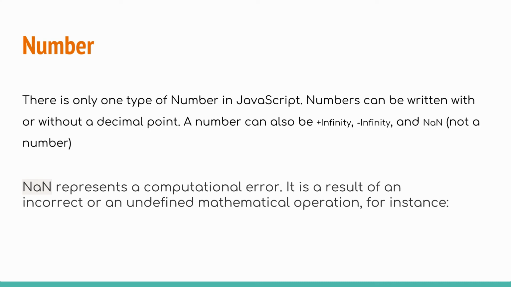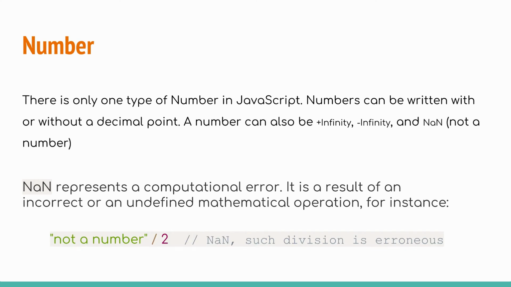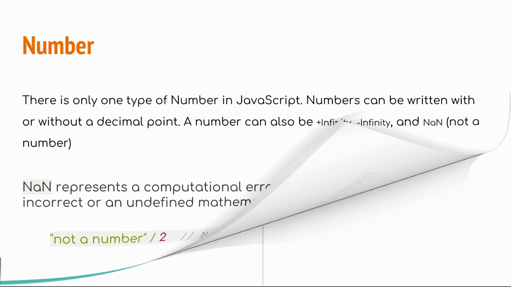Not a number is a value which represents some computational error. For example, if you divide a string with some number, then that is a computational error, because you can only divide a number by a number. And so if you ever see a variable having a value of not a number, then it means that you made some error in the computation of some mathematical expression. Now this is an example, as I said: when you try to divide something that is not a number, say a string, with a number, say 2, then it results in a not a number value.